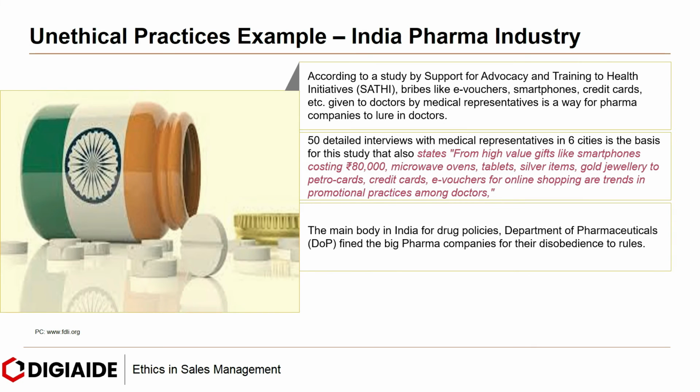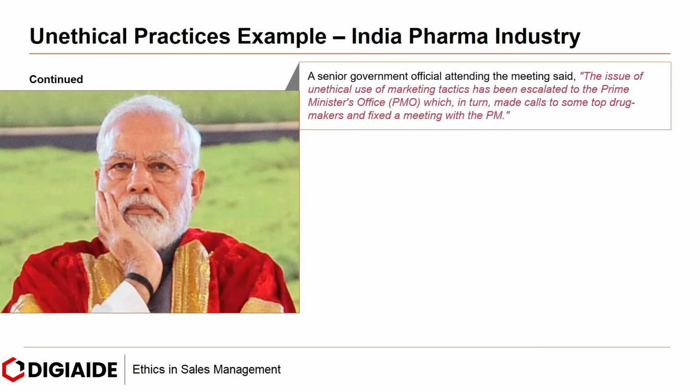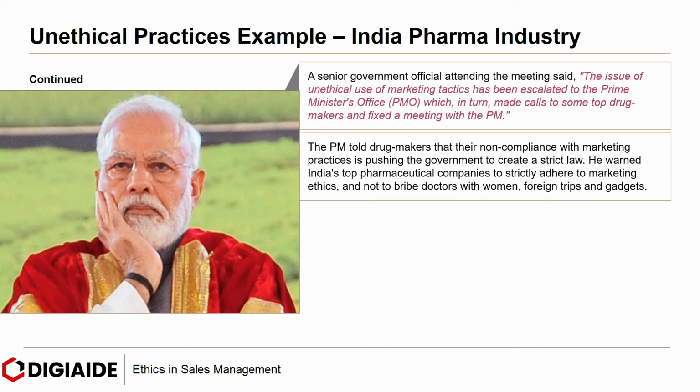The main body in India for drug policies, the Department of Pharmaceuticals, fined the big pharma company for their disobedience to rules. Prime Minister Narendra Modi told pharmaceutical companies to stop the malpractice in a meeting that was held after the outrage that SATHI's report caused. A senior government official attending the meeting said, the issue of unethical use of marketing tactics has been escalated to the Prime Minister's office, which in turn made calls to some top drug makers and fixed a meeting with the PM. The PM told drug makers that their non-compliance with the marketing practices is pushing the government to create a strict law. He warned India's top pharmaceutical companies to strictly adhere to marketing ethics and not to bribe doctors with women, foreign trips and gadgets.